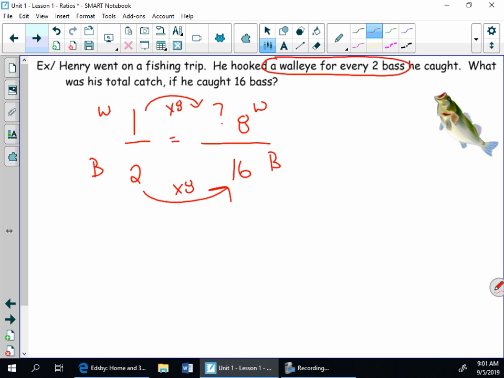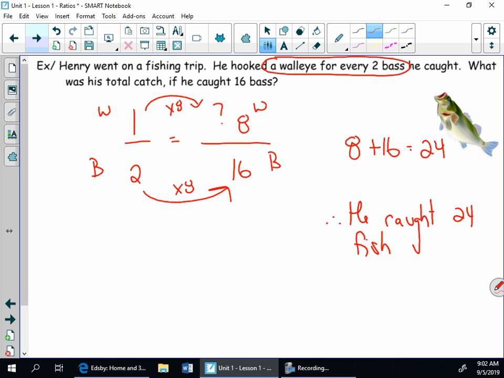But there's an extra trick in this question. The question didn't ask us how many walleye he caught. It said what was his total catch. So I got to take my 8 walleye and my 16 bass and add them together to figure out his fish. He caught 24 fish altogether. Okay, so do be careful. We actually answer the question when we're done.